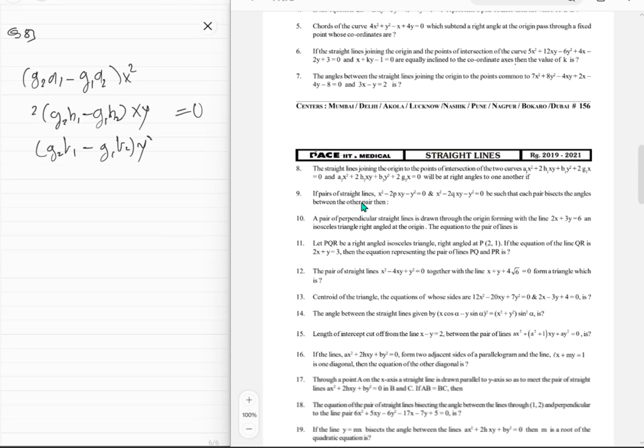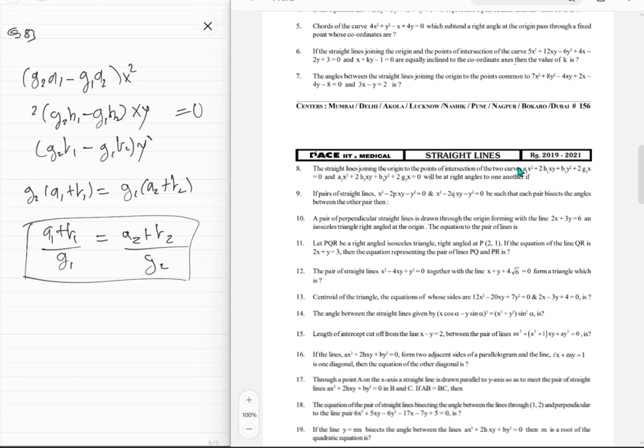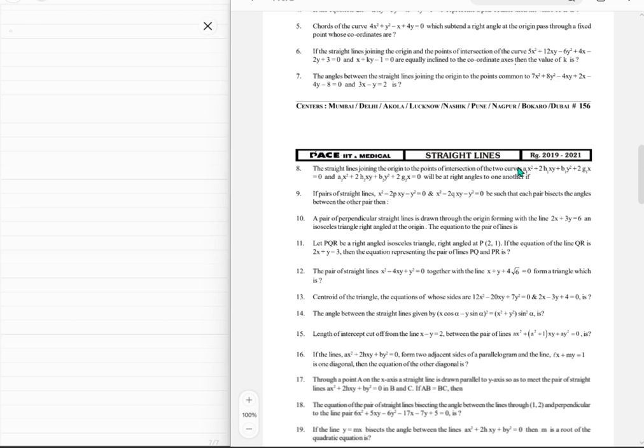No, the 8th question, sorry. The straight lines joining the origin to the point of intersection of these two curves will be at right angles when the x squared and y squared coefficients are negative of each other. That means g2 times (a1 plus b1) equal to g1 times (a2 plus b2). We can write it more nicely with every 1 term on one side and every 2 term on the other side. So this would be our condition, I think. Okay, cool. Next question number 9.